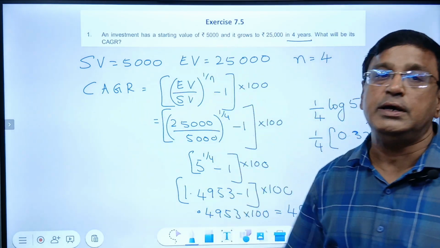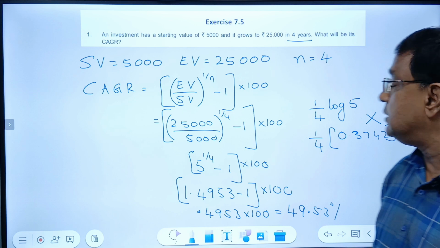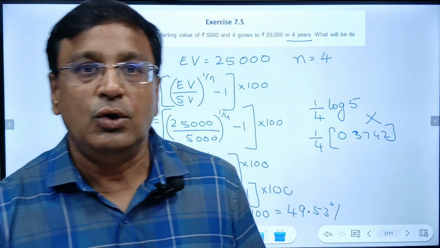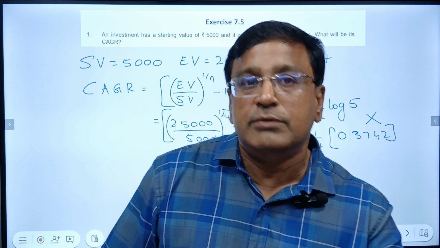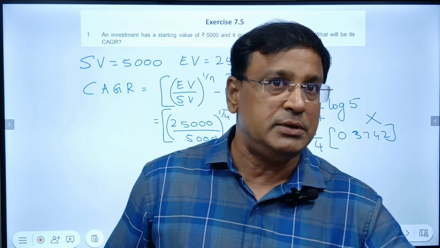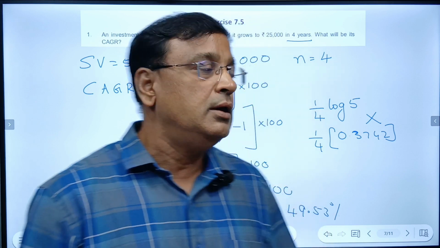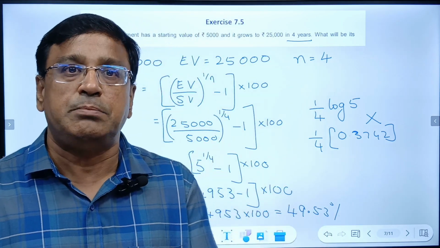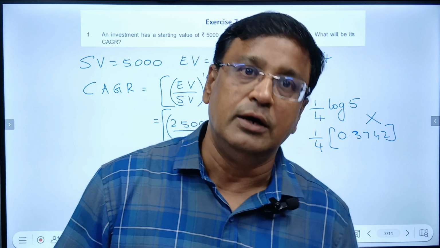You have invested 5,000, but it has grown at the rate of 49.53%. So you are most likely to invest in this company, isn't it? Because you're going to get a good return. You never know what will happen in the subsequent years, but looking at CAGR, it helps you to say, okay, this is the place where I can put my money so that I can earn more.